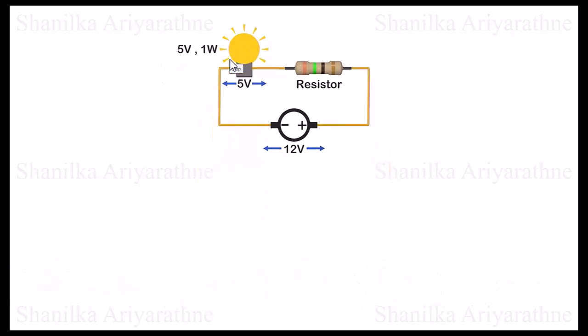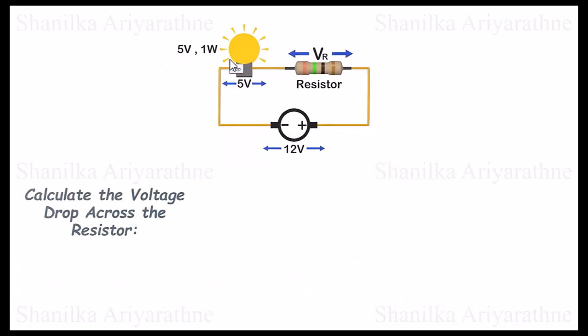Here's how you do it. First, calculate the voltage drop across the resistor. The voltage drop needed across the resistor is the difference between the power source voltage and the light bulb voltage, which is 7 volt.